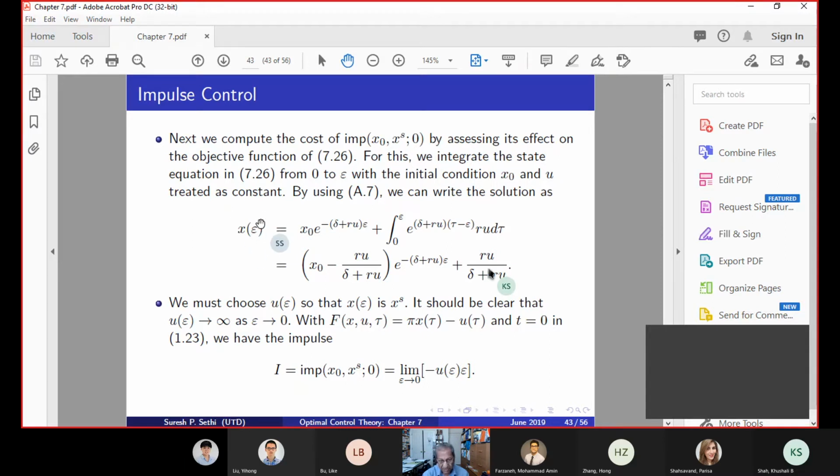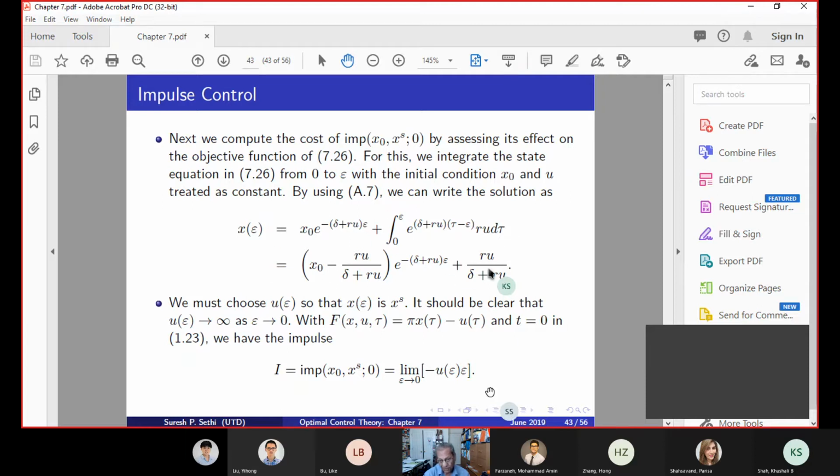Okay, and I want x epsilon to become xs. I want u. So let's call it u of epsilon, because if I need to go to xs, I need some control u of epsilon. And then what I need is I want u epsilon to go to infinity and epsilon to go to 0 in all of this formulation.